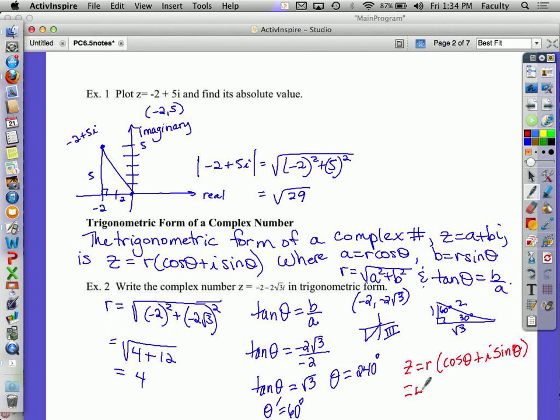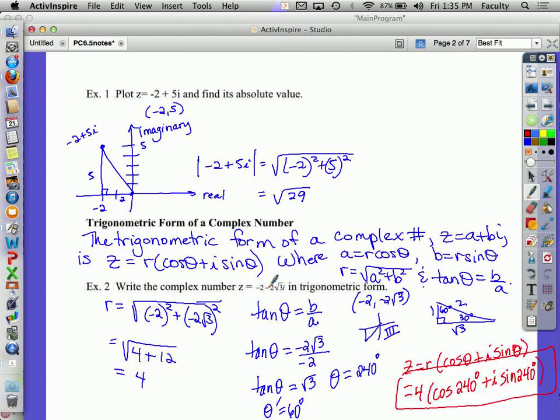So this is 4 times the quantity cosine 240 degrees plus i sine 240 degrees. This is my answer. This is trigonometric form: it has an r times the quantity cosine of an angle plus i sine of an angle. If you figure that out, you go back to a plus bi form, which we already started with. So don't find yourself in this repetitive loop.